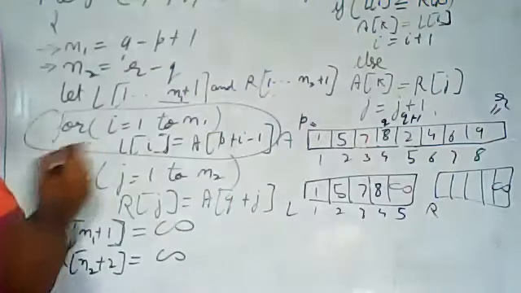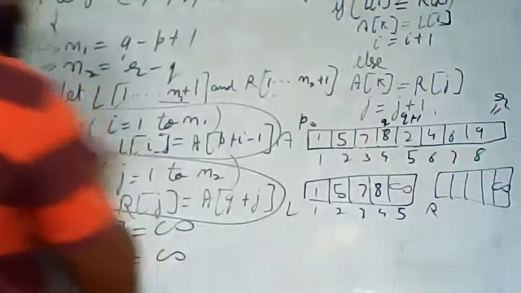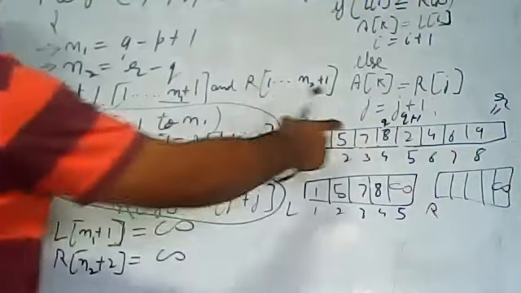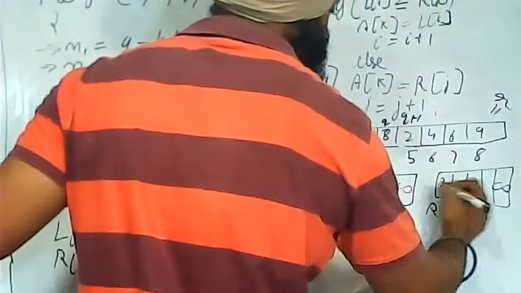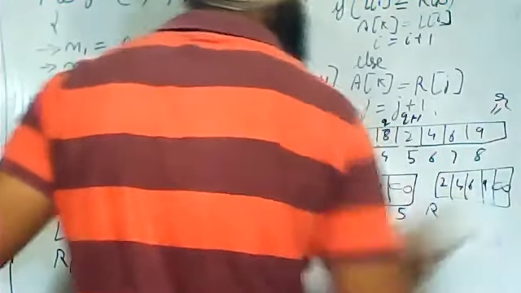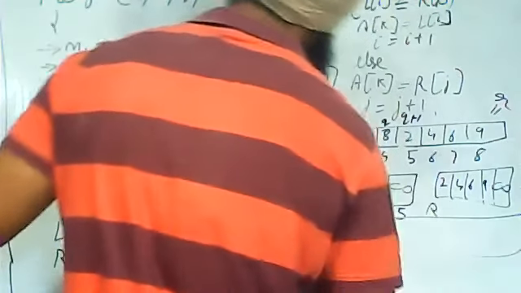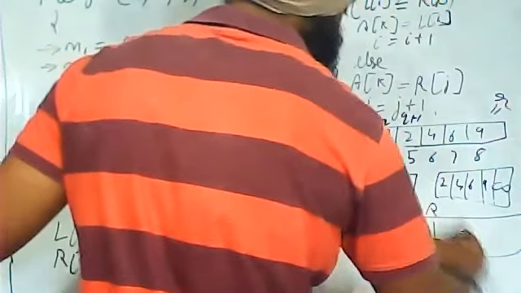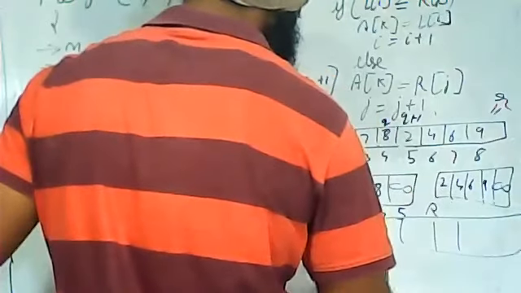In a similar way, we have copied the elements from the original array to the right subarray. So these elements will be 2, 4, 6, and 9. Now we will take the same array A and overwrite it one by one. How to overwrite that, I'll tell you just now.